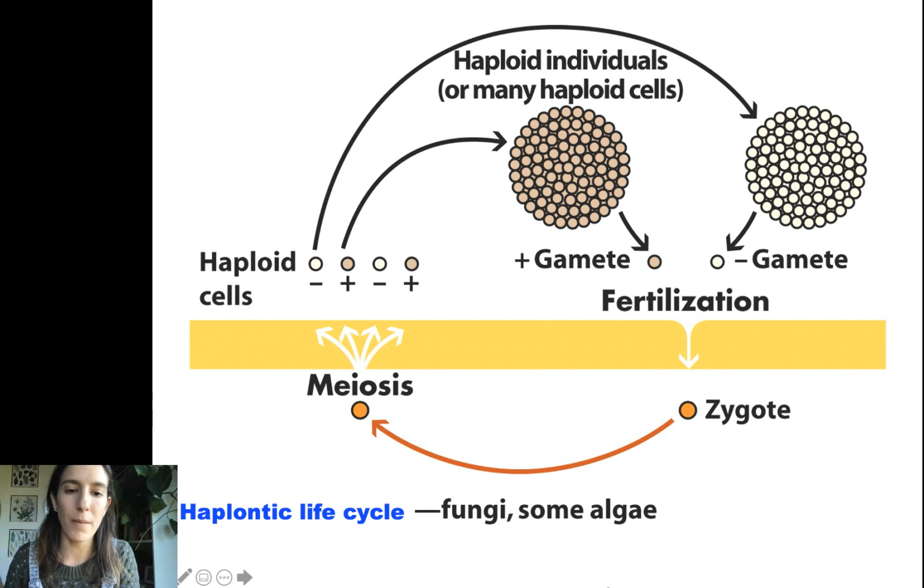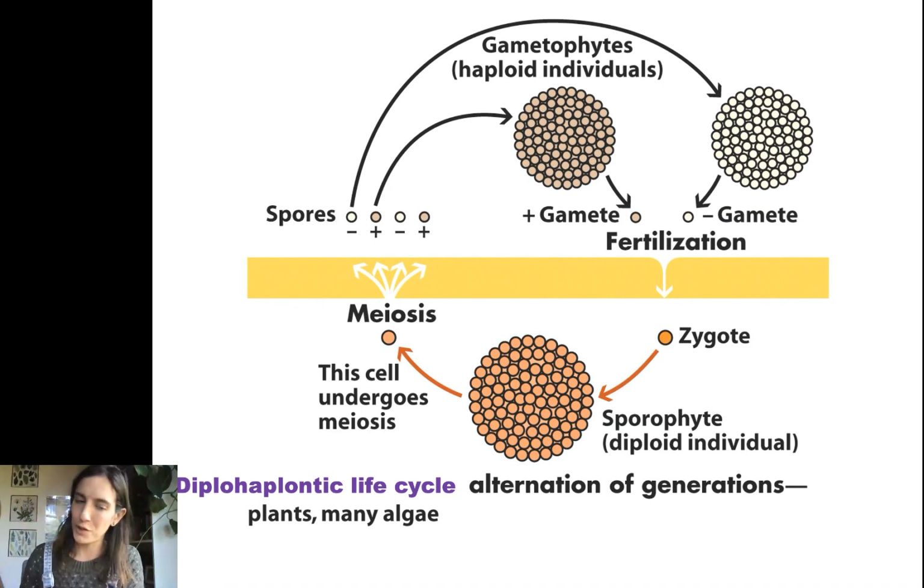Okay, so some fungi have this, also some algae. So we've got some variation in life cycles amongst algae, as you can see. There's actually one more type of life cycle, and this is sort of a combo of the two. This is called a diplohaplontic life cycle. And spoiler alert, the majority of the things that we're going to be talking about for the rest of this semester have this. Another way to say diplohaplontic life cycle is alternation of generations.